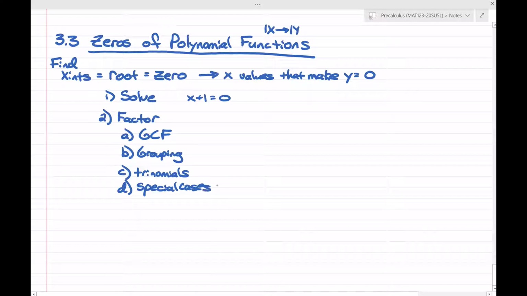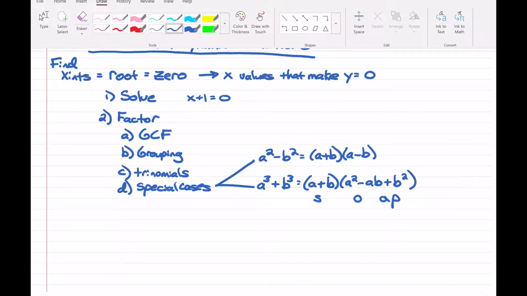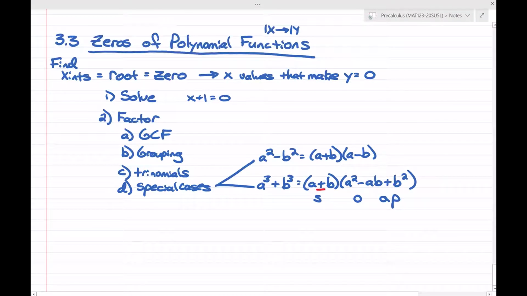Special cases, you should remember, generally people don't like these, but we have difference of squares, and the formula was a plus b times a minus b. And we also had cubics. You could add cubics, and the acronym that we used to figure out their signs was SOAP: same, opposite, always positive. And instead of adding cubics, if we were subtracting cubics, we would still use the same sign, opposite, and always positive.